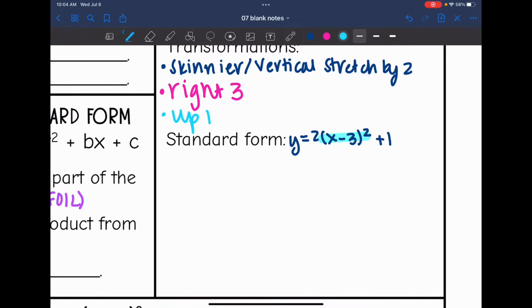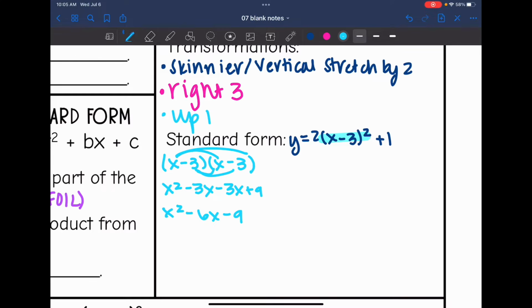So I'm going to use FOIL for this. You can use the box too. So first times the first is x squared, outer times outer is negative 3x, inner times inner is negative 3x, and then last times last is positive 9. And I combine like terms and get x squared minus 6x minus 9. So this right here becomes x squared minus 6x minus 9.